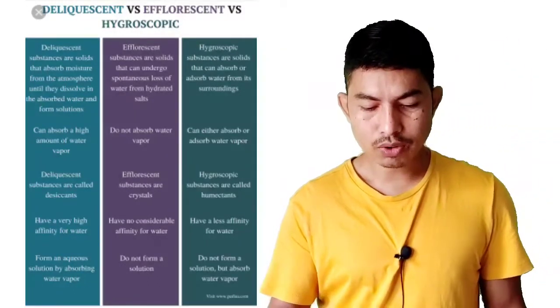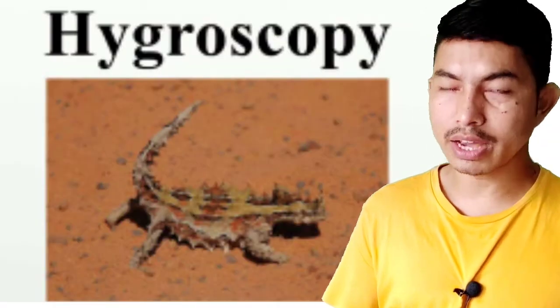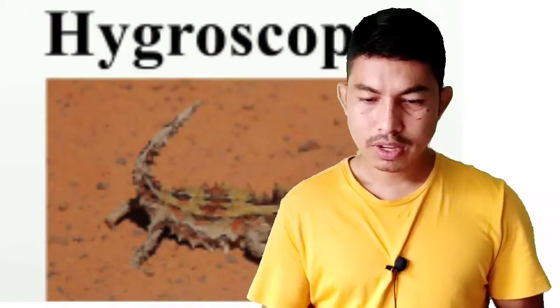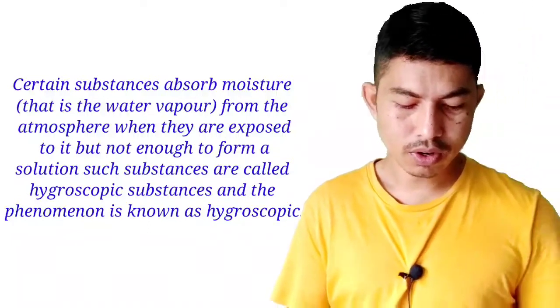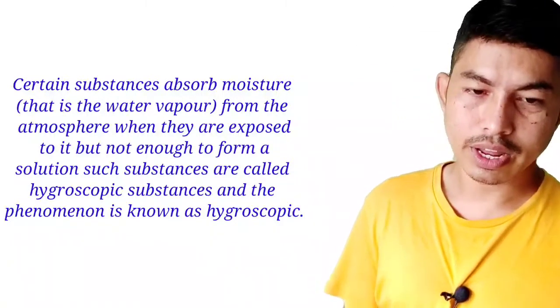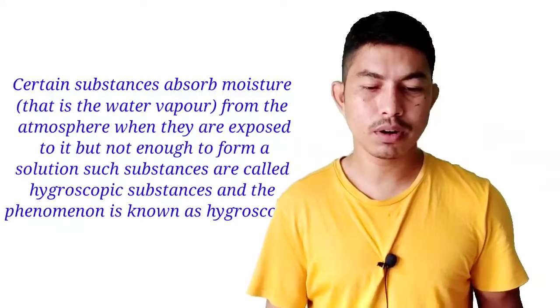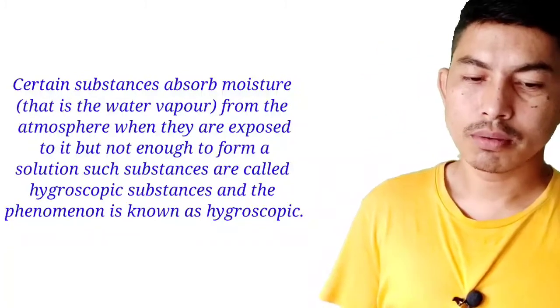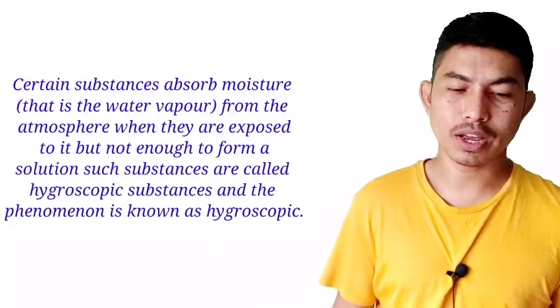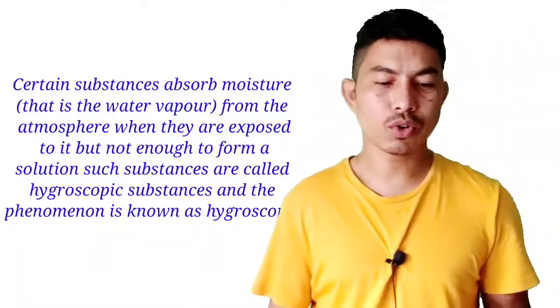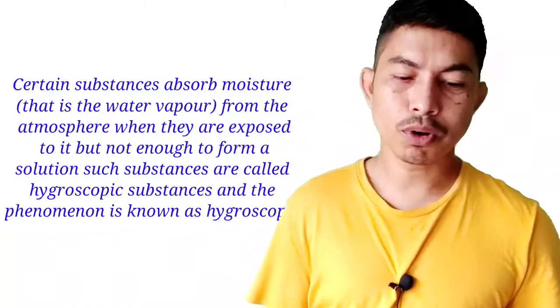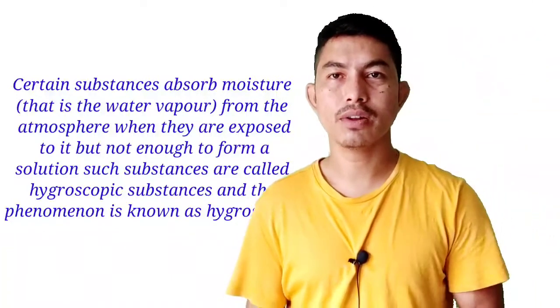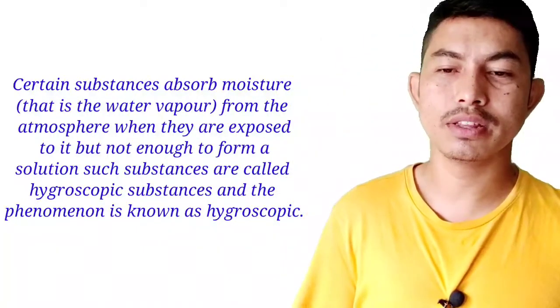Another topic is hygroscopy. What is hygroscopy? Deliquescence and hygroscopy are almost the same, but the difference is that in hygroscopy substances absorb the moisture from the atmosphere, but they do not dissolve themselves and form a solution. Substances, when exposed to the air, absorb moisture, or more precisely the water vapor from the atmosphere, but not enough to form a solution. That property is known as hygroscopy, and those substances are known as hygroscopic substances. Important examples are concentrated sulfuric acid, phosphorus pentoxide, quicklime and silica gel. You can see silica gel in the pads that small children use.